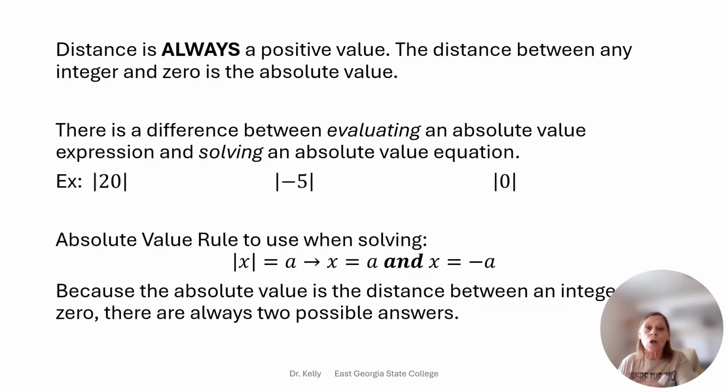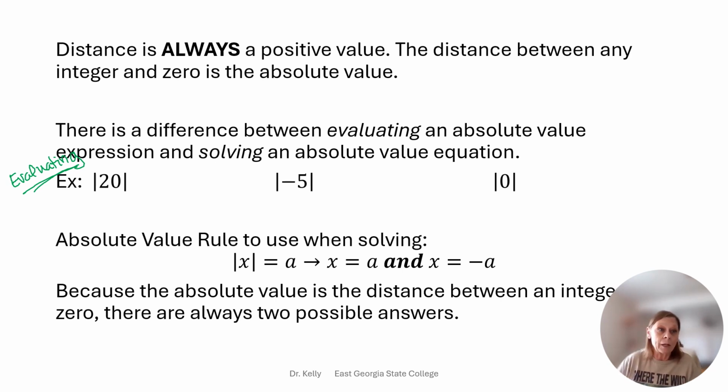Now, distance is always, always, always a positive value, and the distance between any integer and 0 is actually the absolute value. So there is a difference between evaluating an absolute value expression and solving an absolute value expression. So right here in this first set of examples, we are just evaluating an absolute value expression, basically applying the rule.